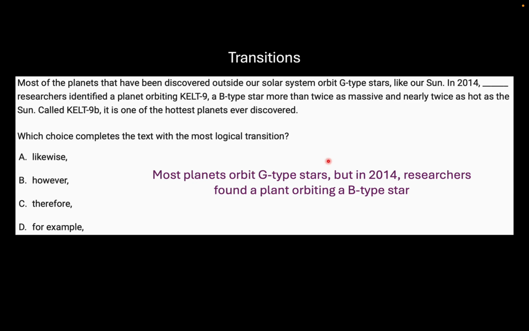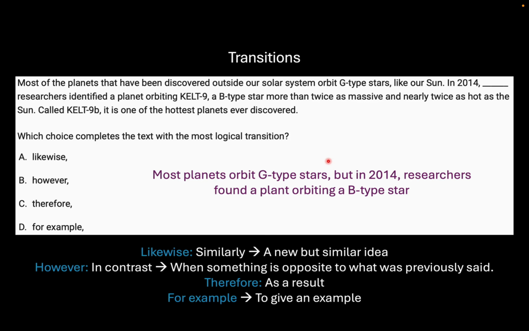So you need to pick a transition that is contrasting, which means at the beginning and at the end, there are two opposing ideas, or ideas that are opposite of each other. So let's look at the definition of these words. Choice A says likewise. Likewise means similarly, so it means a new but similar idea basically. However, it means in contrast, so when something is opposite to what was previously said. So when two things are opposite basically. Therefore, it means as a result, and for example, it's to give an example, pretty basic, yeah.